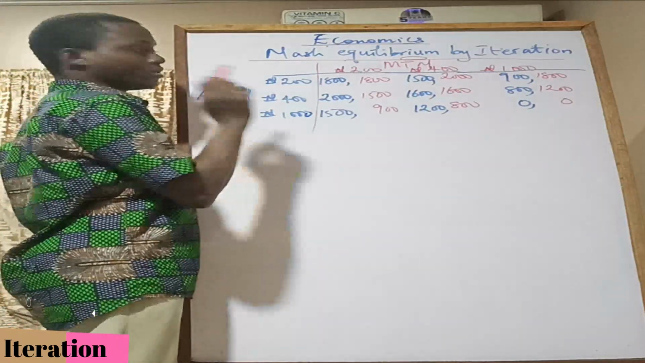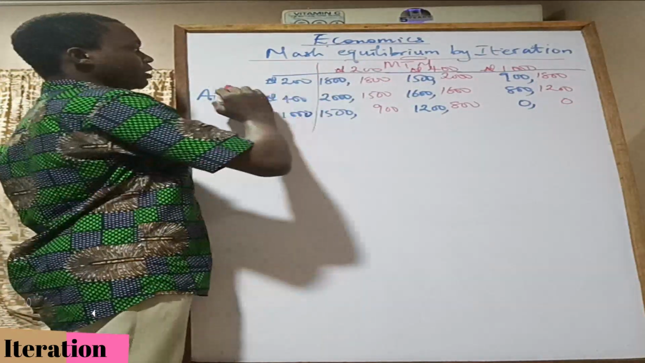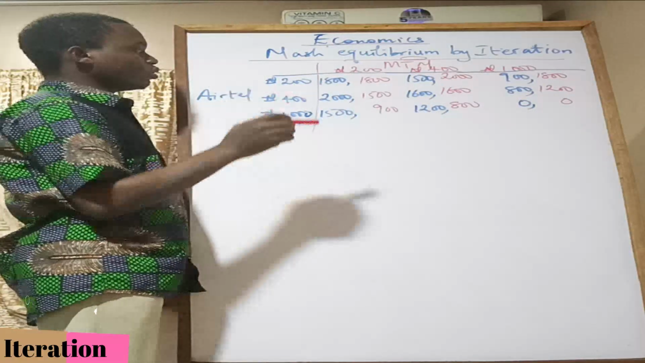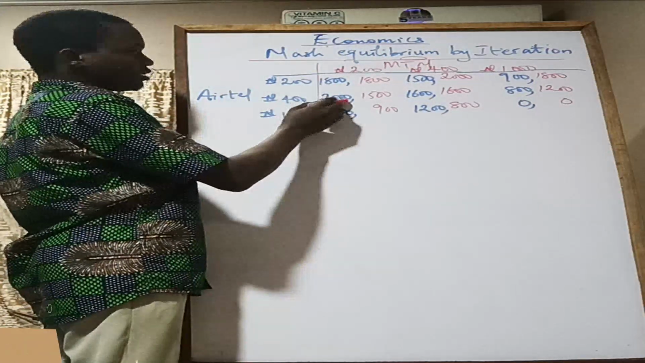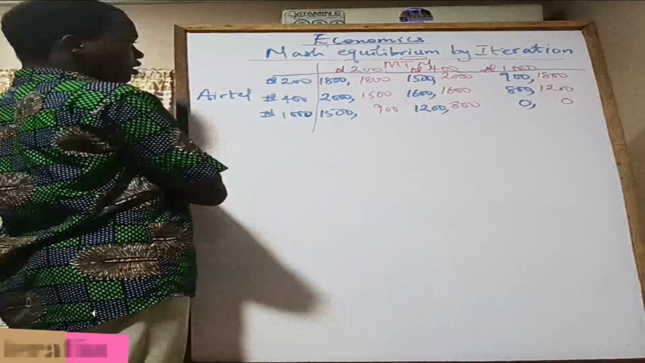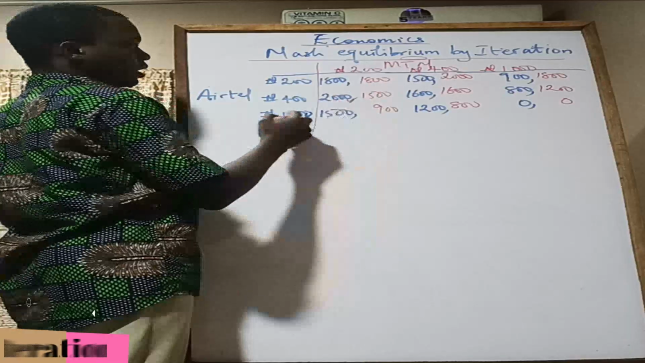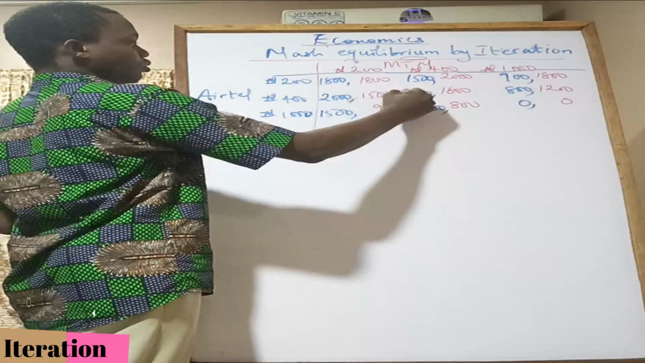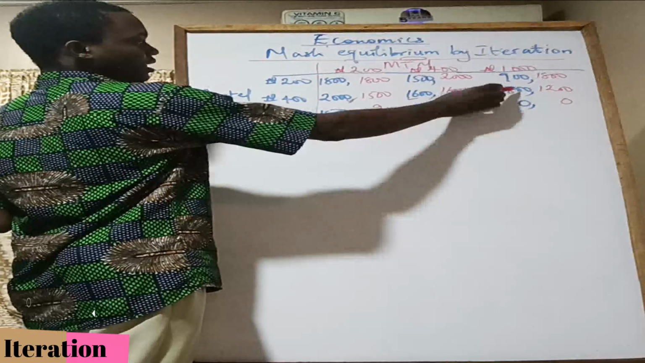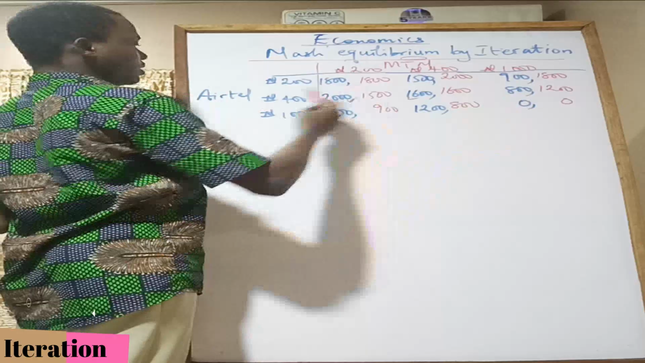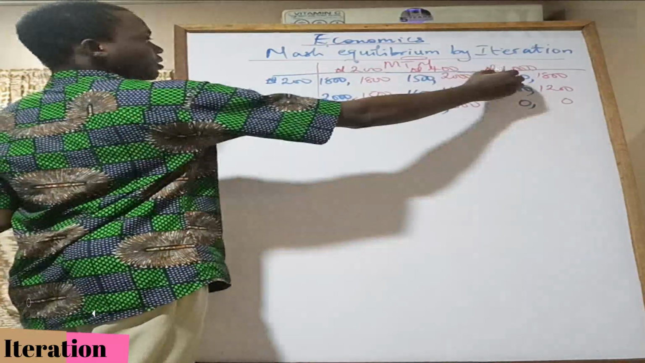Airtel has three strategies, same as MTN. Airtel can choose 200, can choose 400, can choose 1,000. Looking at this, 2,000 is better than 1,800, better than 1,500. So 2,000 here for this person. Then 1,600 is better than 1,500, better than 1,002. So 1,600. 800 is not as good as 900, right? In this case, 900 would have been better here.